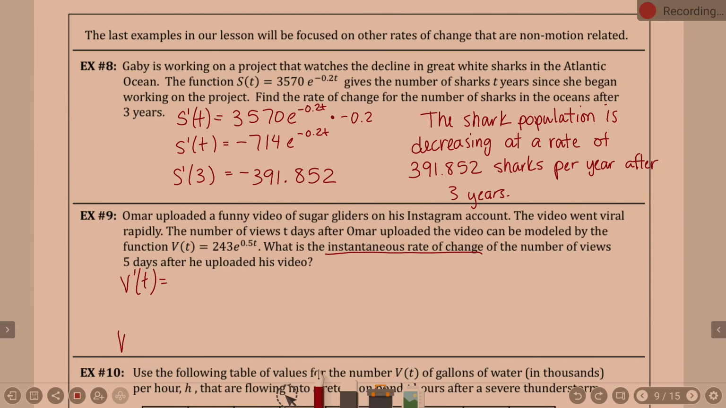Okay. So, let's see. This derivative is going to be 243 e to the 5/10 t, and then times 5/10. So then half of 243 is 121.5 e to the 5/10 t. If I plug 5 in, we're going to have, well, my notes say 1,480.173.